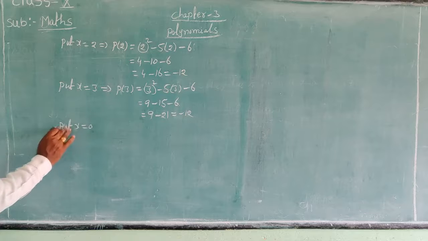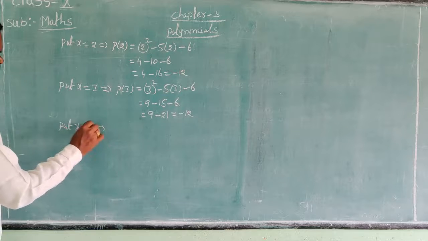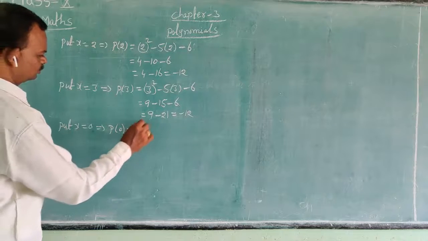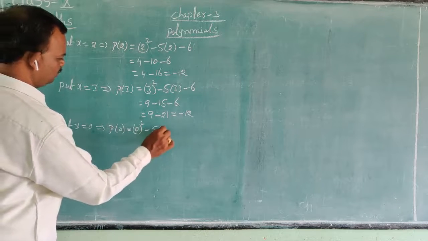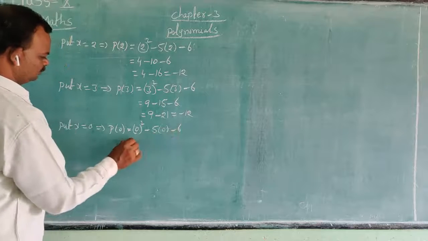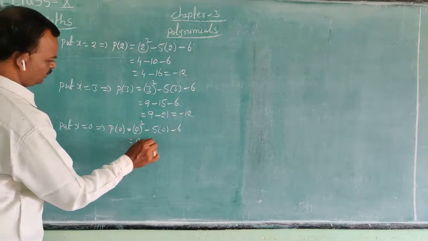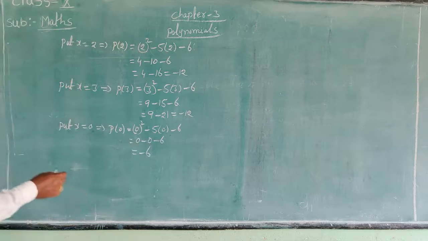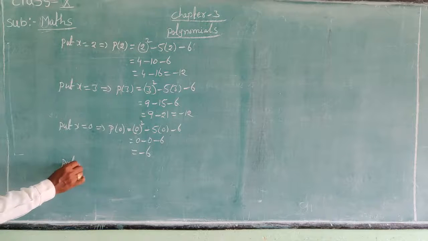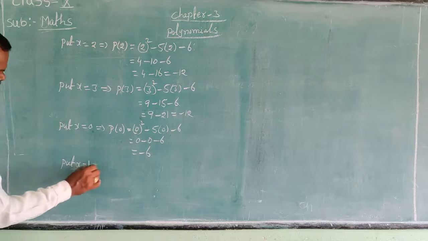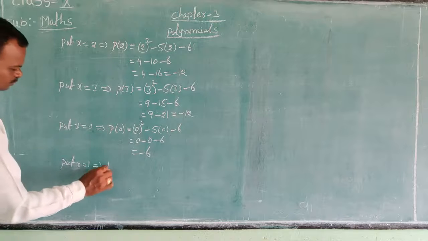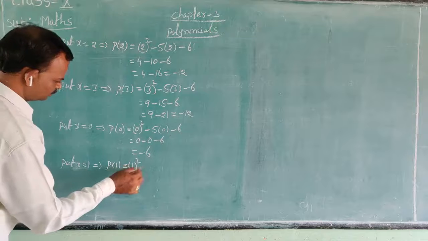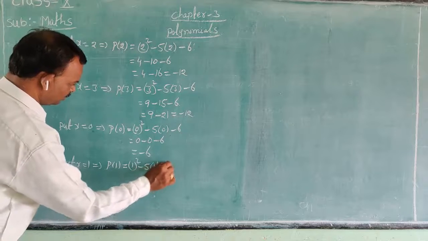x is equal to 0. That implies p of 0 is equal to 0 square minus 5 into 0 minus 6. 0 zeros are 0 minus 5 into 0, 0 minus 6 is equal to minus 6. Next one, put x is equal to 1. Substituting the value 1, p of 1 is equal to 1 square minus 5 into 1 minus 6.